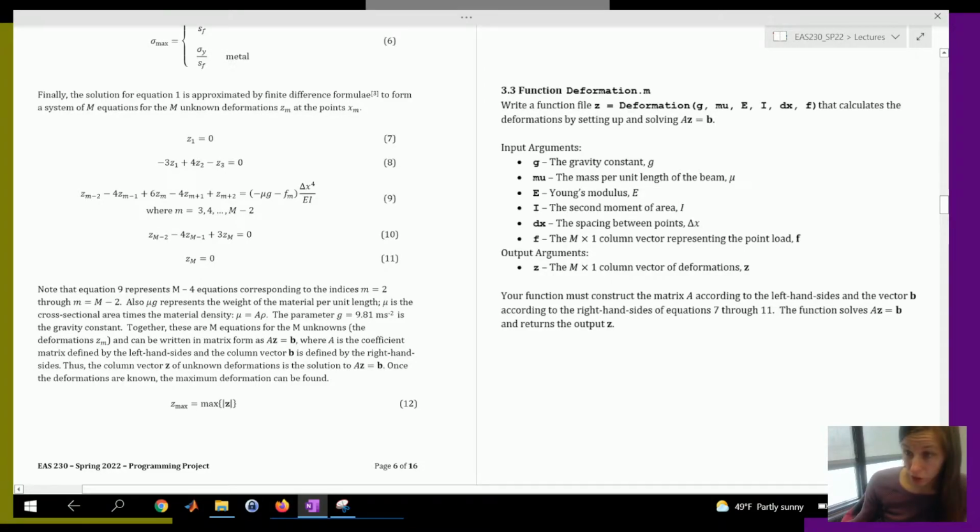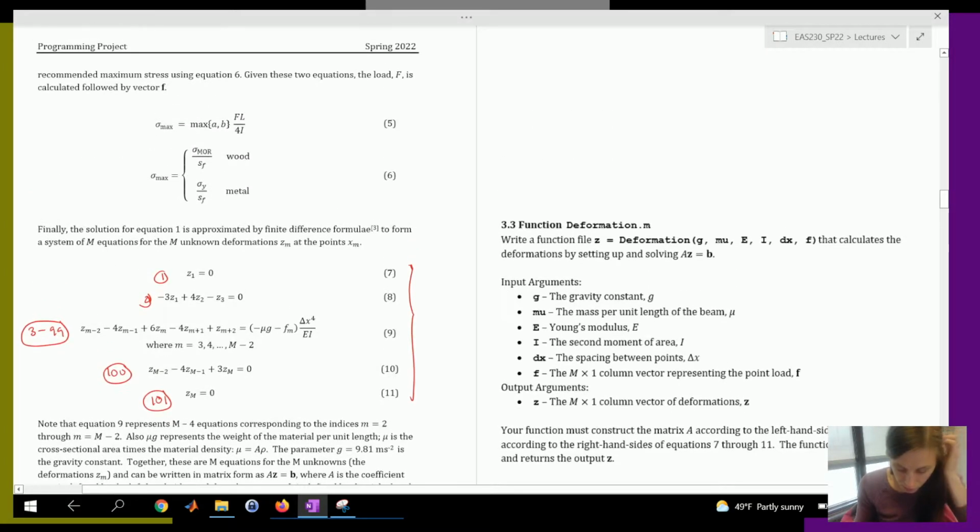For your deformation function, you are really just solving this system of equations. There are only 5 equations that you see here, but in reality, it's 101 equations. So here's equation 1, here's equation 2, here's equation 3 through 99, equation 100, and 101. There are actually 101 equations, because m is equal to 101 for this project.